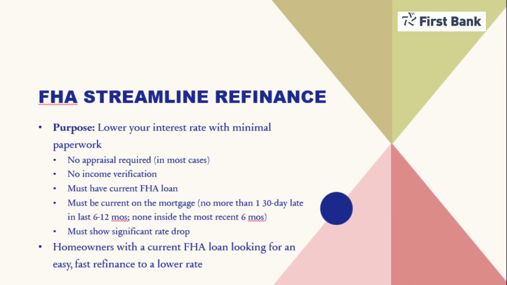You've got to already have an FHA loan. You've got to be current on your mortgage. No more than one 30-day late in the last 6 to 12 months, and none inside the most recent 6 months. And the biggie, you have to show a significant enough rate drop. No benefit, no streamline. So who's this perfect for? Homeowners already rocking an FHA loan who just want a smooth, fast refi to a lower rate without all the usual hoops. Think of it as the express checkout lane just for FHA borrowers.